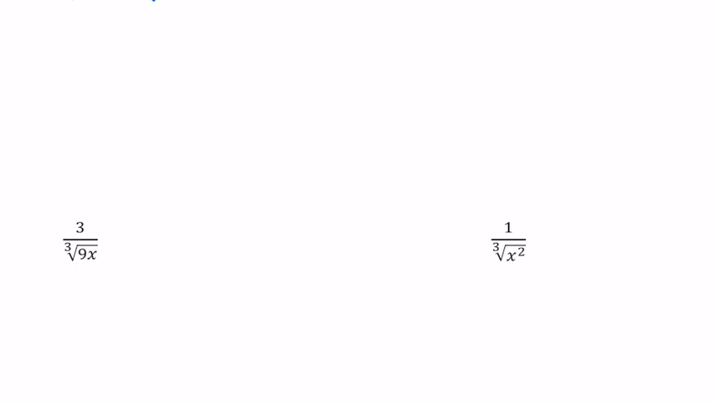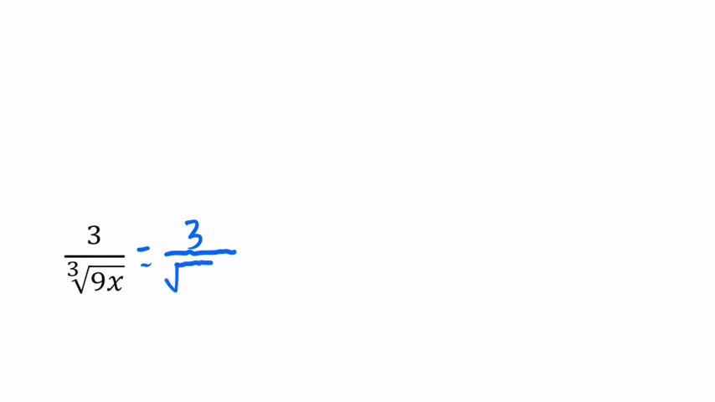In the case of our first example here, 3 over the cube root of 9x, it helps to remember that 9 is 3 squared. So let's think of this as 3 over the cube root of 3 squared times x. Now here we've got a couple of different things under that cube root. So we're going to need to think carefully about both the number part and the variable part. Again, we need to remember our goal is in the next step to have a cube root that we can simplify. So for the number part, we have 3 squared.